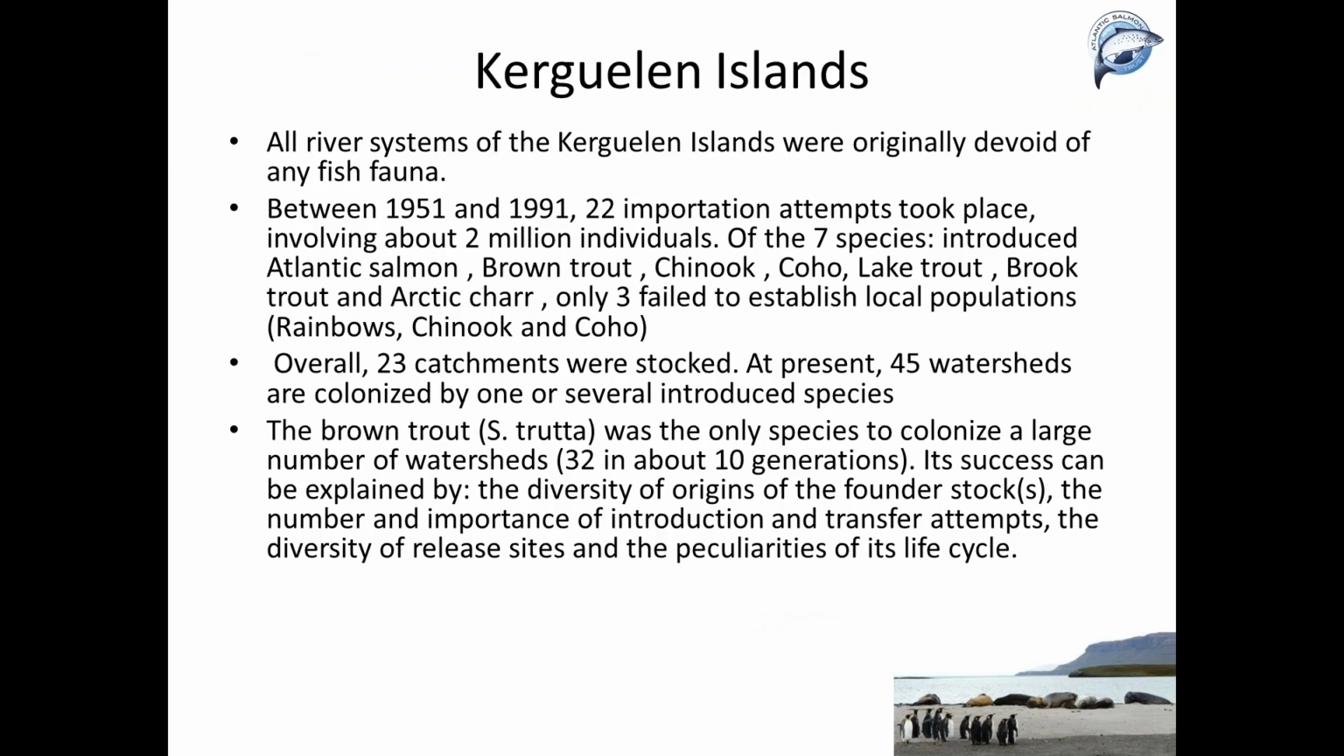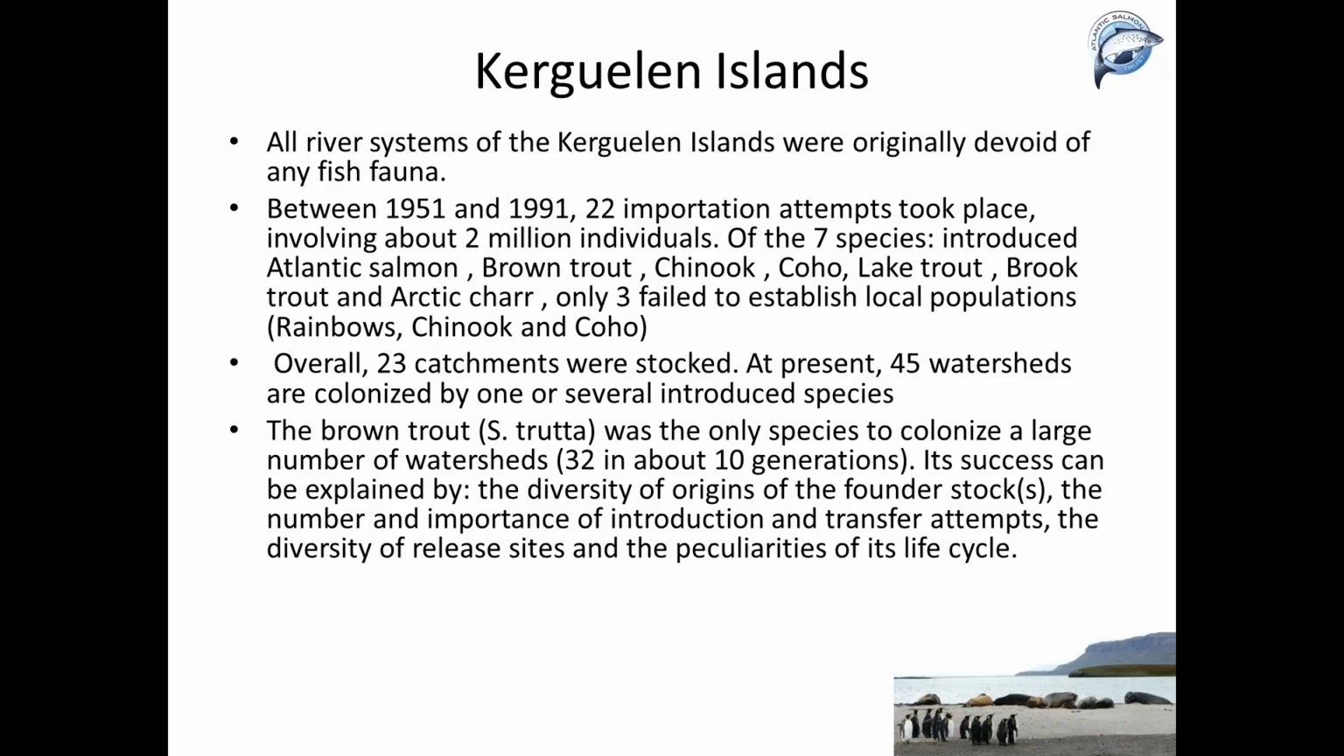The rivers and streams on the Kerguelen Islands were originally devoid of fish, but then between 51 and 91, they imported literally millions and millions of fish. Everything was thrown at the poor Kerguelen Islands. So they introduced Atlantic salmon, brown trout, Chinook, coho, lake trout, brook trout, Arctic char. And some of these have done very well. The three that haven't done well are the rainbows, the Chinook and the coho, but the others have done well.